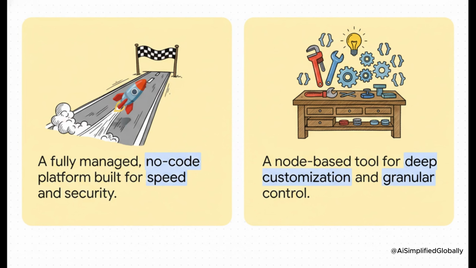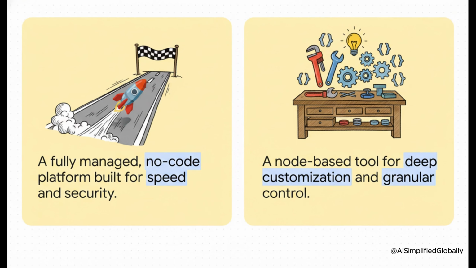Okay, so let's get the big picture first. Think of Zapier as a beautifully paved, guided path. It's a fully managed, no-code platform that's built from the ground up to get you moving fast. n8n, on the other hand, is more like a custom workshop, full of powerful tools. It's node-based, which just means you're visually connecting different building blocks to get really deep, granular control.